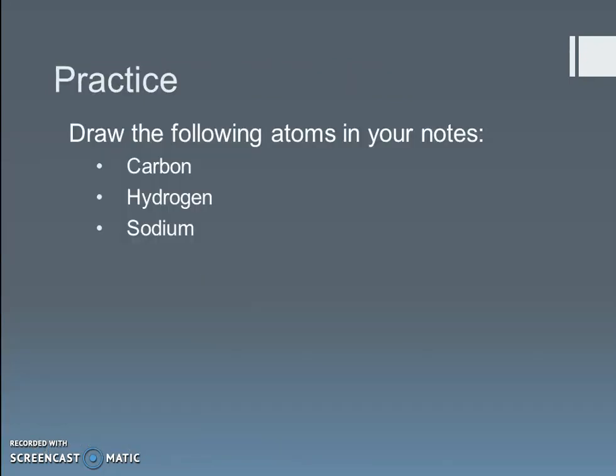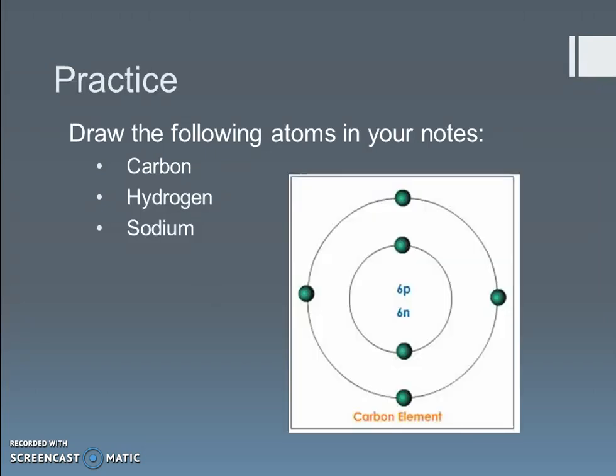Alright, so let's do a little practice. Go ahead and pause for a minute and try to draw these 3 atoms in your notebook. Alright, so I will give you carbon. And for this, it's okay if you just want to write the number with a P and the number with an N to represent your protons and neutrons. But the electrons you should draw on your shells.